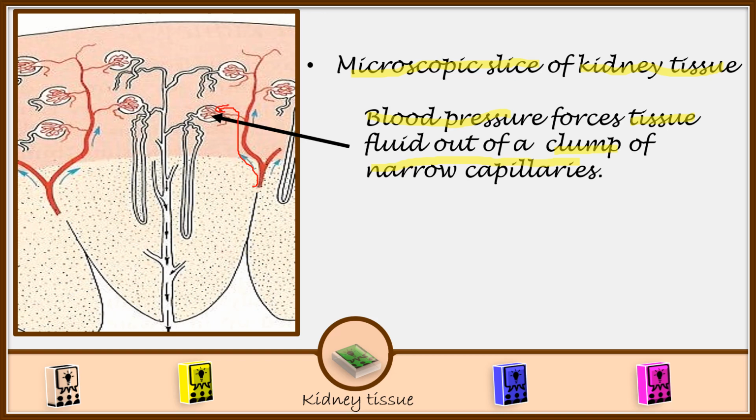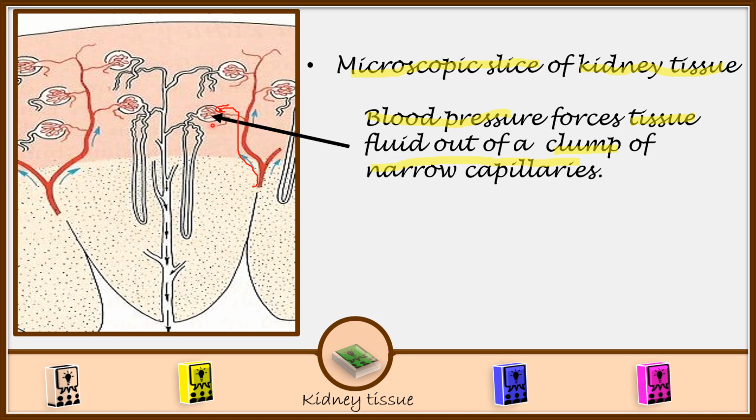Now, here the vessel is big, and when it changes into a capillary, it becomes narrow. It means that here we have a lot of blood pressure, a lot of blood coming. But when it comes here and the vessel becomes narrow, the pressure inside that narrow capillary is going to be very high. And that blood pressure is going to push the tissue fluid out of the clamp of the narrow capillary. And when it is removed out of the capillary, it will enter into the Bowman's capsule.